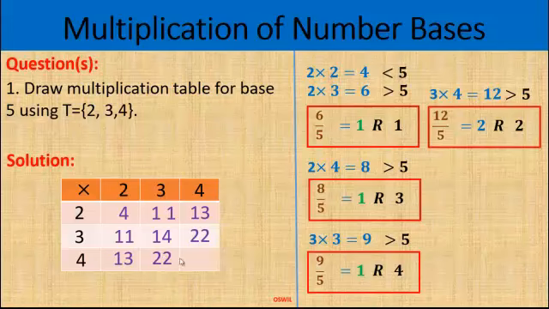Now it is left with only one of the cells, and that is 4 times 4. So we attend to that. 4 times 4 would give us 16, which is also greater than the base 5. So division must be done. 16 divided by 5 would give us 3 remainder 1. And so we put 3 remainder 1 in that cell, which is 3 1. And that would be our answer.